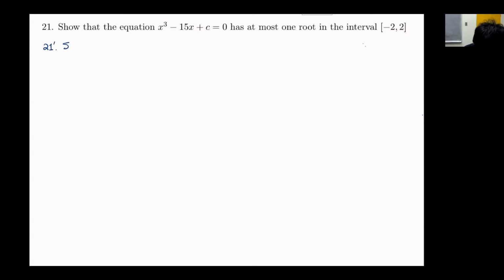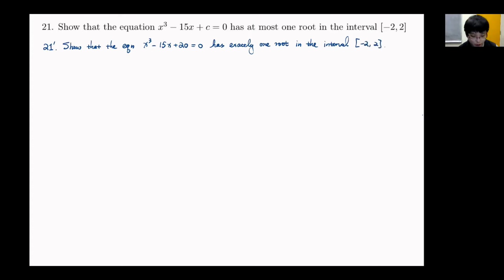We would like to show that the equation x cubed minus 15x plus 20 equals 0. Let's actually try to show this equation has exactly one root in the interval minus 2 to 2. Okay, so how do we deal with this one?